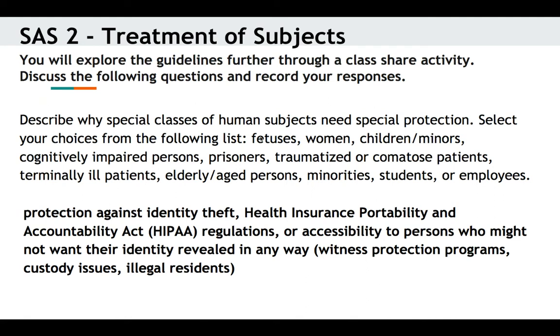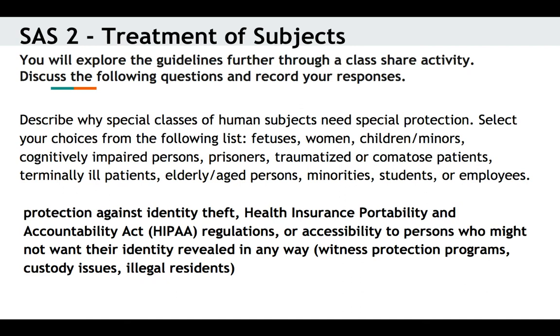What about fetuses? Can they give informed consent? No, they can't, can they? Children or minors, are they able to give informed consent? No, they're not an adult. They can't give informed consent. You can tell them what's going on, but they may not understand because they don't have the understanding of what's going on. Women, now they are cognitively able to understand what's going on. They do need special protection because it depends on the type of study that's going on. Some women are more susceptible to things than men are.